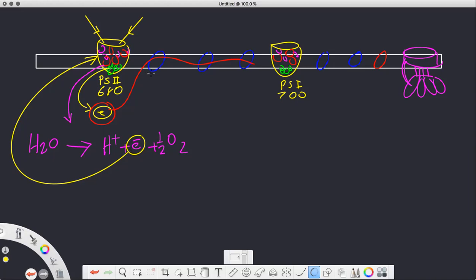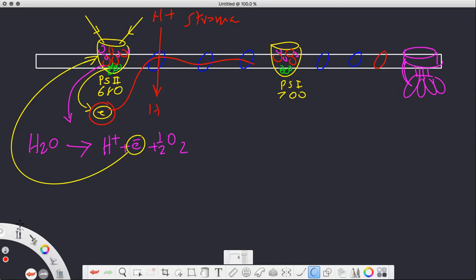Right, now what happened to the energy of this electron? Now the energy of the electrons this time is slightly different than the electron transport chain. So it pumps hydrogen from outside to in. The outside is a stroma, and there's a thylakoid. Inside the thylakoid is this area. So hydrogen ions are pumped into the thylakoid using this energy of the electrons.